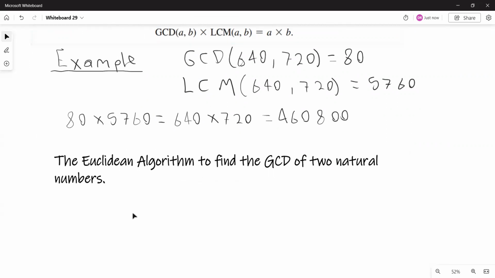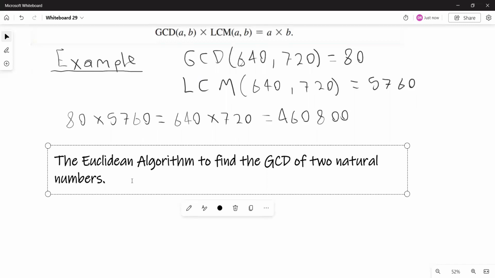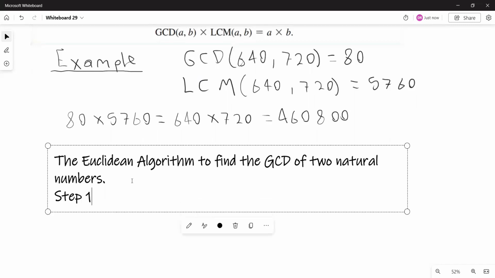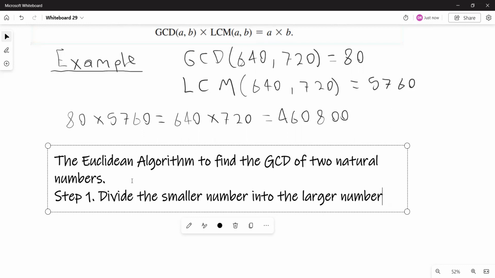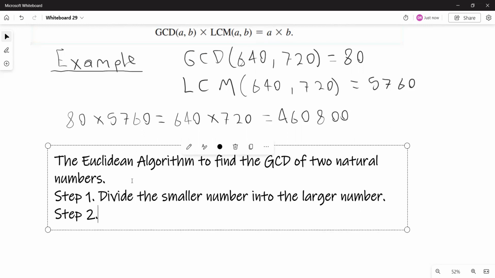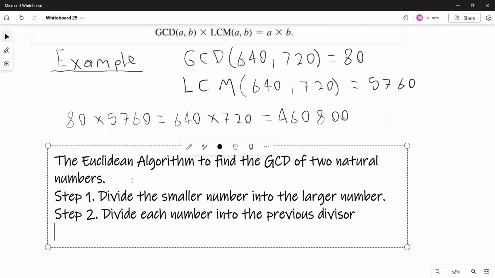Okay, so there are two steps. Step number one, divide the smaller number into the larger number. And step number two, divide each number into the previous divisor. And repeat this process until you obtain a remainder of 0.